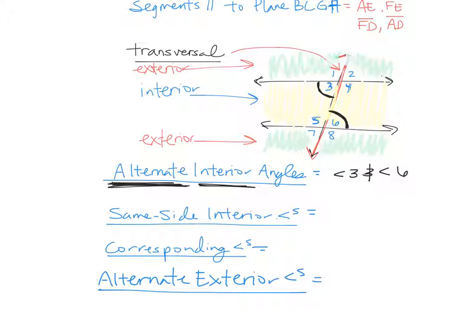Do you see another pair of alternate interiors in that picture? Yeah, Cameron. 5 and 4, right. So angle 4 and angle 5 would also be alternate interiors. They're on opposite sides of that line, but they're inside the other 2 lines, okay? So that's alternate interior.